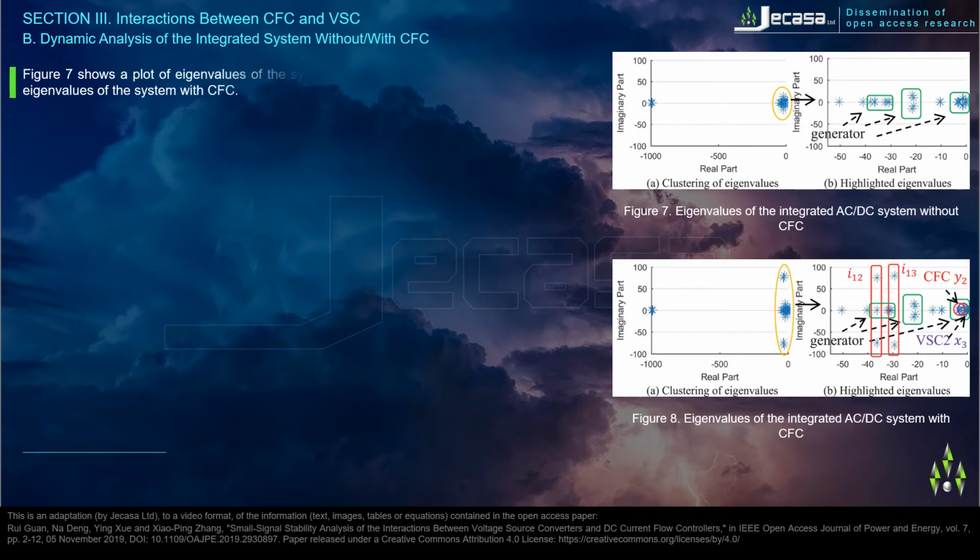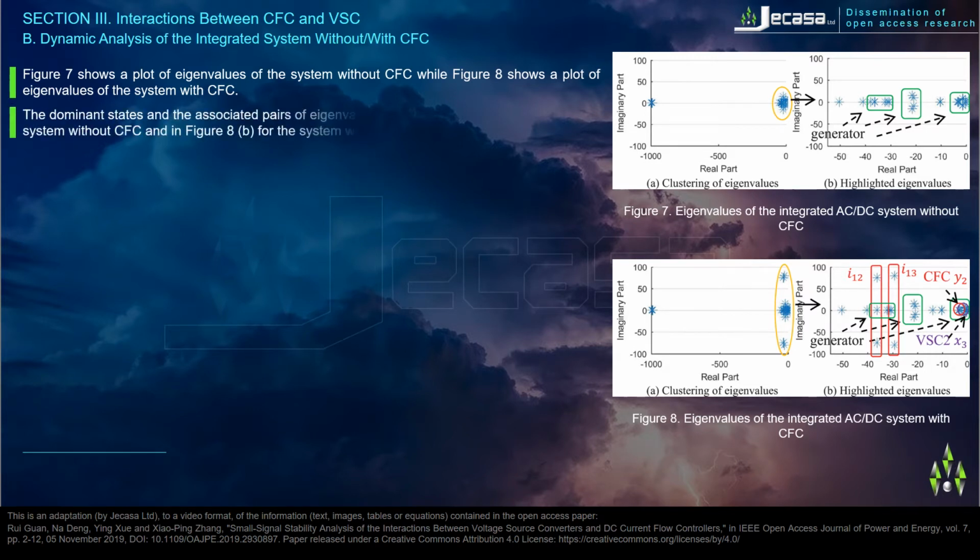Figure 7 shows a plot of eigenvalues of the system without CFC, while Figure 8 shows a plot of eigenvalues of the system with CFC. The dominant states in the associated pairs of eigenvalues are highlighted in Figure 7b for the system without CFC and in Figure 8b for the system with CFC.